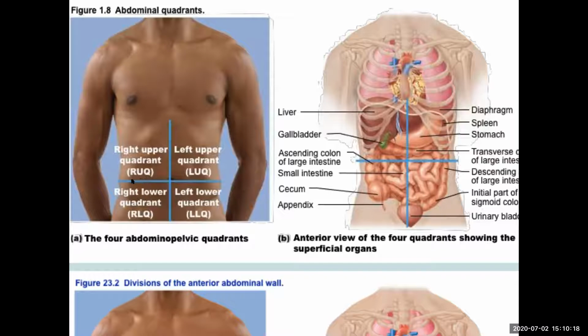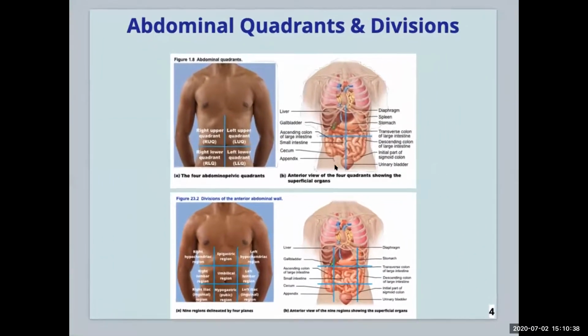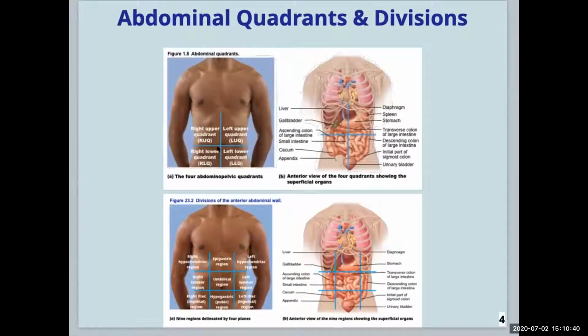Among some of the things that may cause someone to have right upper quadrant pain acutely could be, like I said, the gallbladder, your gallstone, right? Or something in the biliary tract. So that's the use of having these divisions and quadrants.